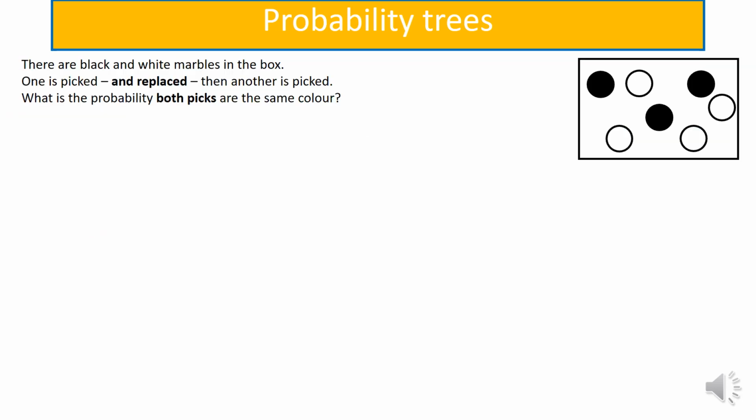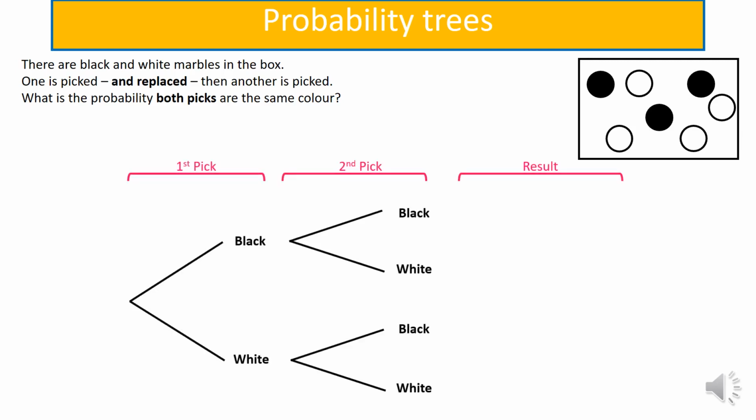In this question, we have a box with marbles. There are black and white marbles, and one is picked and replaced. This is a very important bit of information in this question: the marble is replaced. Then another one is picked, and the question asks what is the probability that both picks are the same color? So we need to draw the branches. We have the first set of branches for the first pick, then more branches for the second pick and some space for the results.